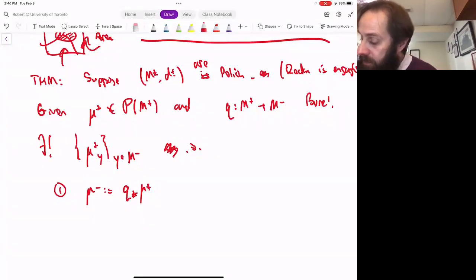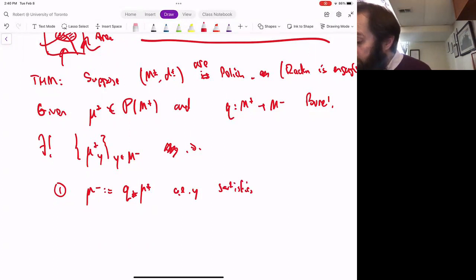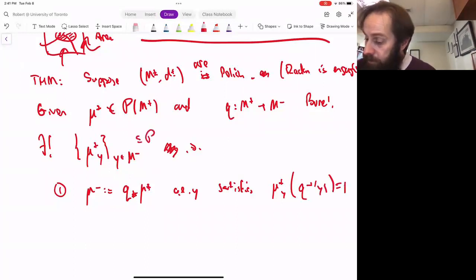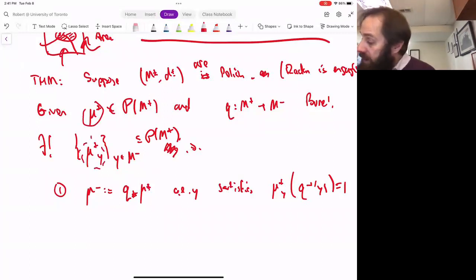Mu minus almost every Y satisfies mu plus Y of Q inverse Y equals 1. Sorry, these are probability measures on the first space. So the idea here is that I'm going to decompose mu plus into these pieces which are supported on these sets.